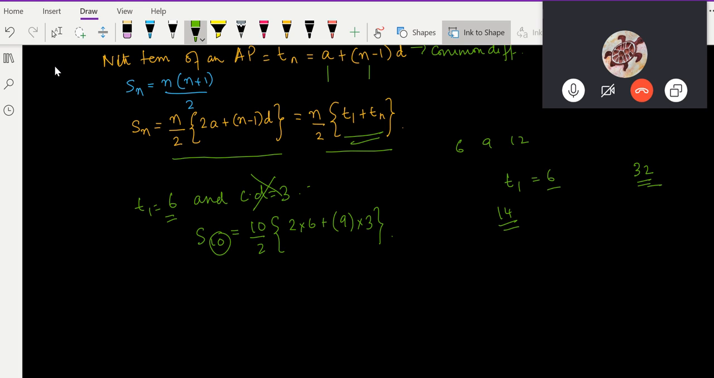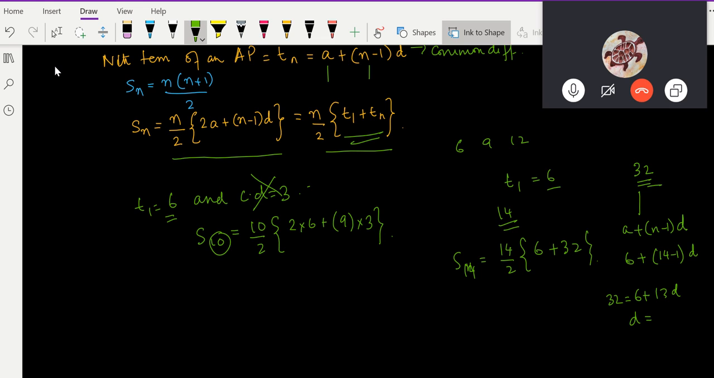Then I can straight away say that the sum of the first 14 terms would be 14 by 2 into first term, 6, plus last term, 32, whatever that value is. However, you can find out the value of d also, because a plus n minus 1 into d, where a is 6, n is 14, minus 1 into d, this is 32. So 32 is equal to 6 plus 13d. Therefore d is 32 minus 6, 26 over 13, which is 2.